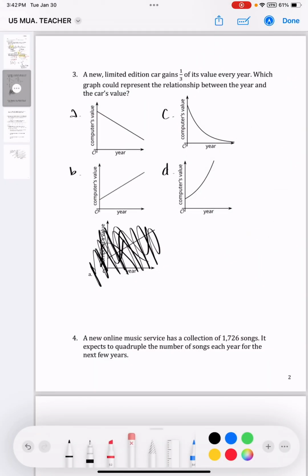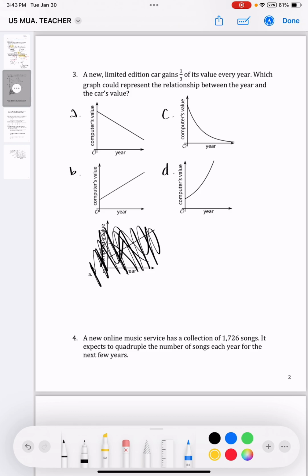Okay, so number 3, it says that a new limited edition car gains 1/3 of its value every year. Which graph could represent the relationship between the year and the car's value? So what we should be doing regularly is annotating our word problems. Pick apart what information within the word problem we can actually pull from that to use when we're evaluating what our answer is going to be.